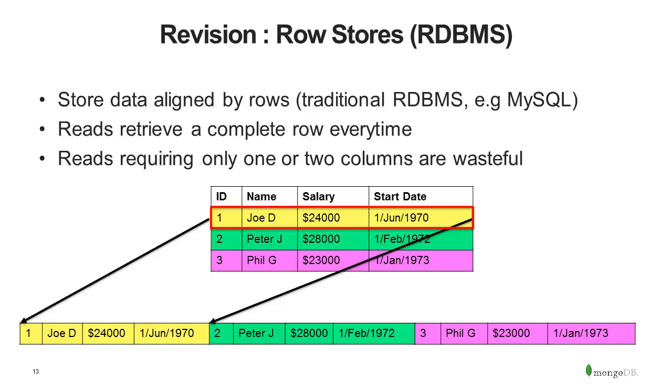Row stores are great when you want to pull out row data, right? When you want to look at a specific row, and particularly when you want to look at a small subset of rows in a large table. They can do that very efficiently.